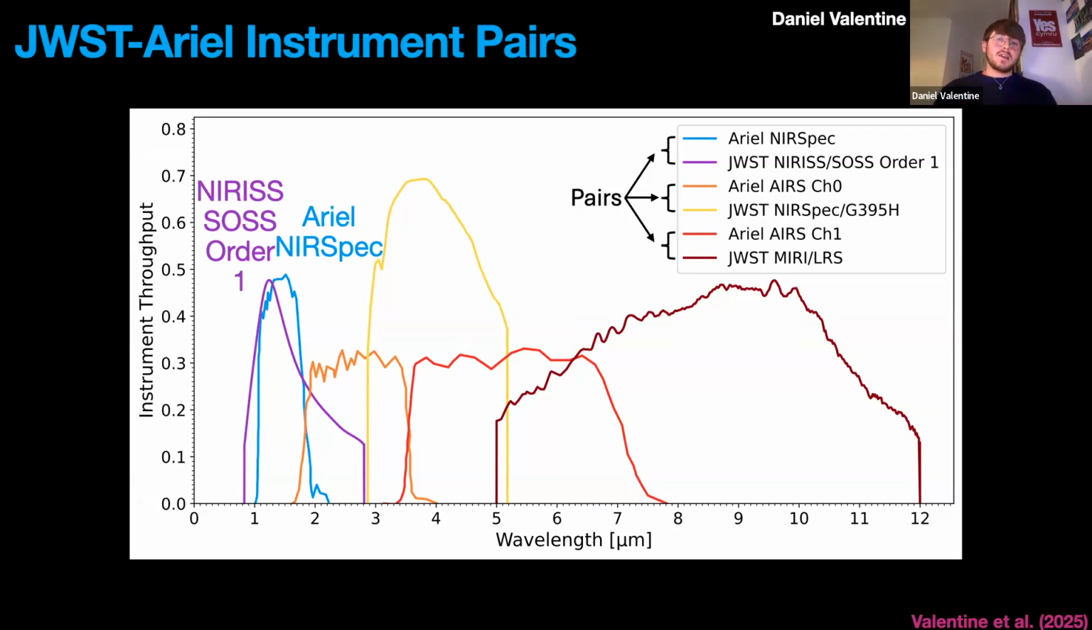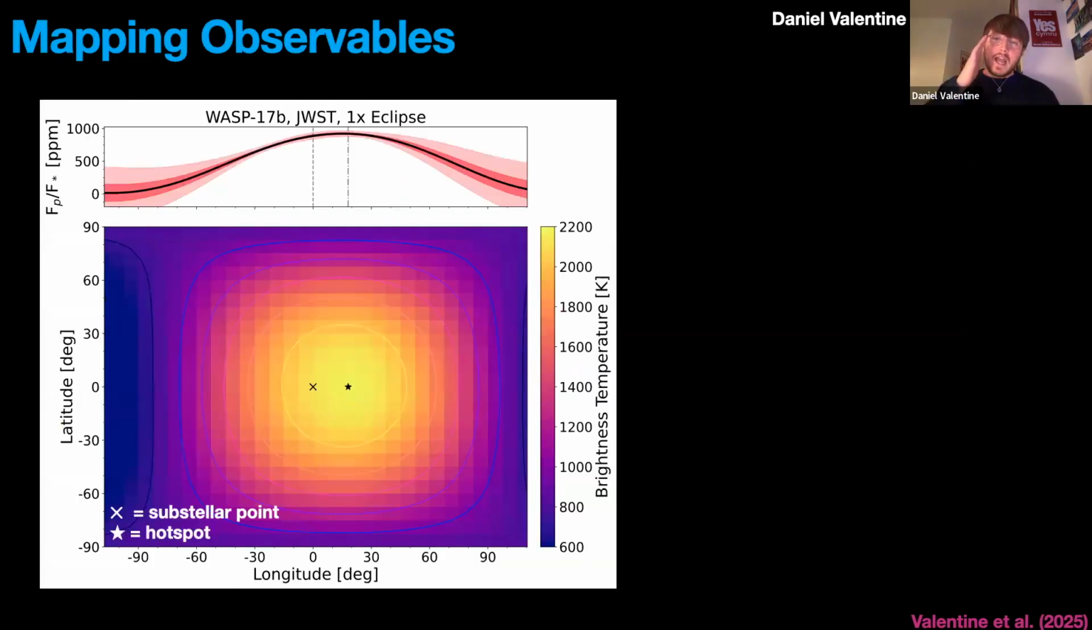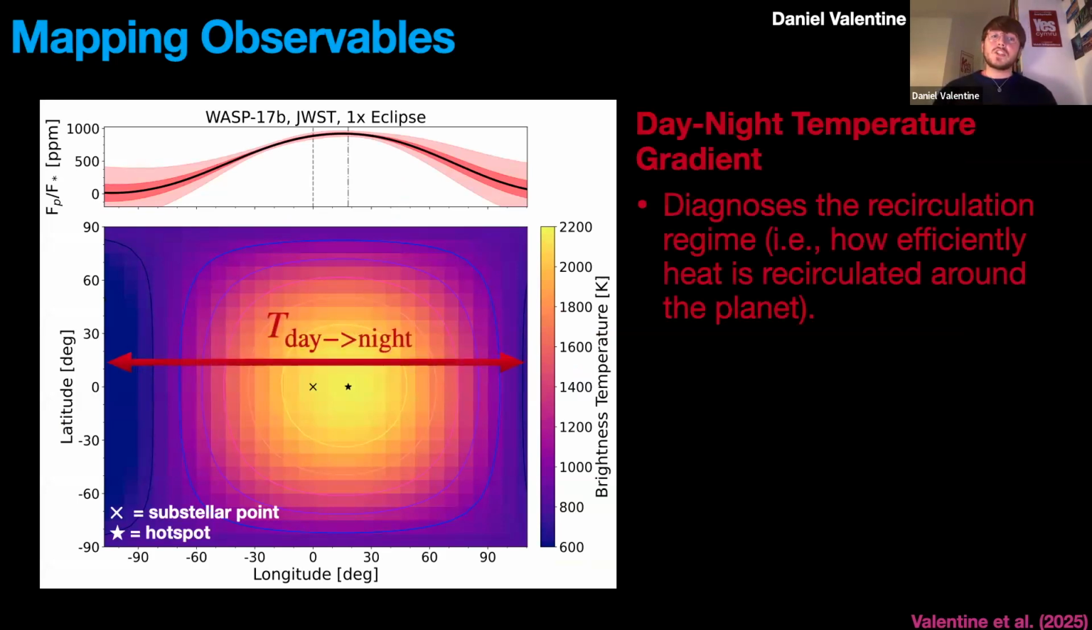And then what we want to test is how many observations compared to JWST do we need to recover the same mapping model? And how do the quantitative constraints compare? And there are two quantities of interest that we'll be comparing our constraints on. So the first is the day-night temperature gradient, which we use to diagnose the efficiency of the circulation regime, where the steeper the gradient, the more inefficient the recirculation, and vice versa.